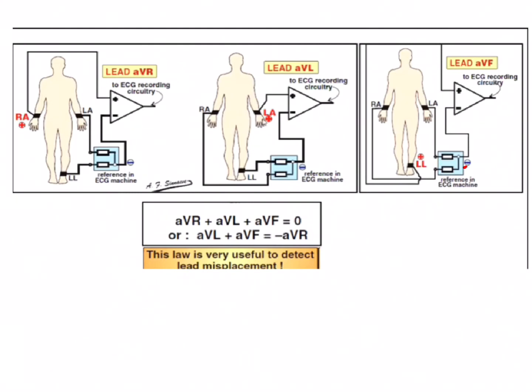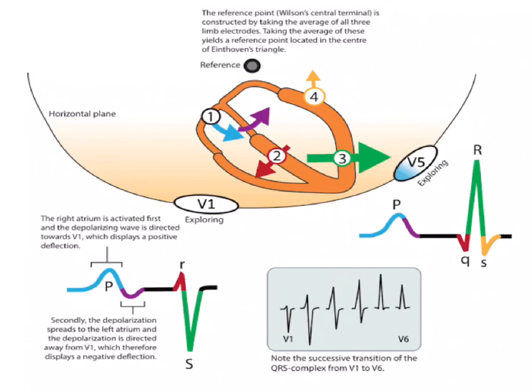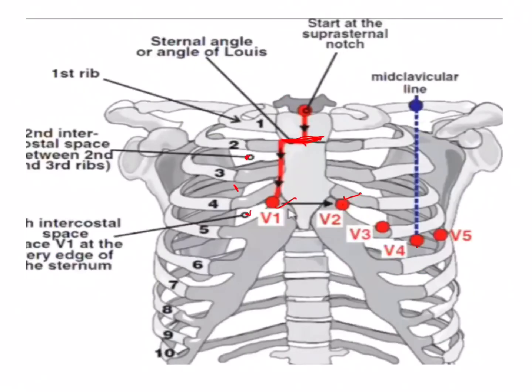Coming to the precordial leads. The precordial leads are placed over the precordium, that is the chest, and to place them we have to palpate the manubrium sterni. First feel the sternal arch, come below and you will feel a bony prominence, that is the manubrium sterni, and see the rib attached to it. The space below its attachment is the first intercostal space, this is the second, this is the third, and this is the fourth.